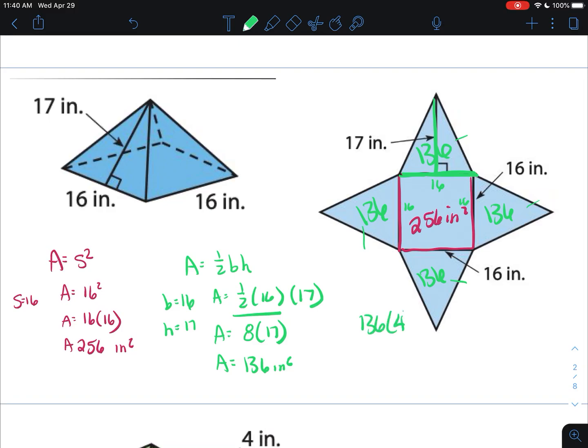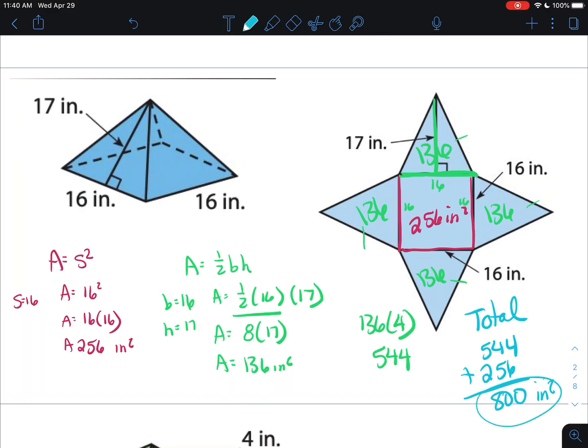I'm going to multiply 136 times 4 since there are 4 triangles, and that is 544. And don't forget to figure out your total surface area. You have to add in the square: 544 plus 256, and you should get 800 square inches.